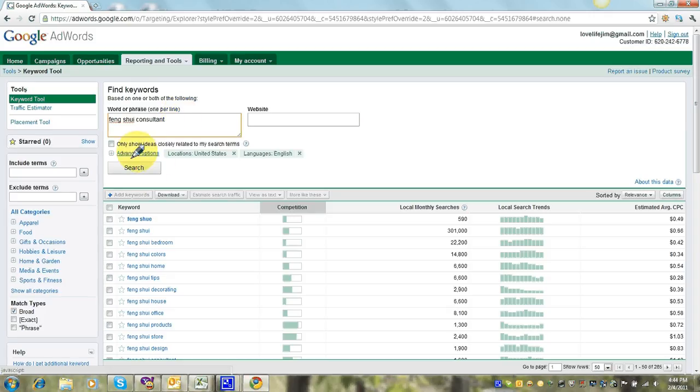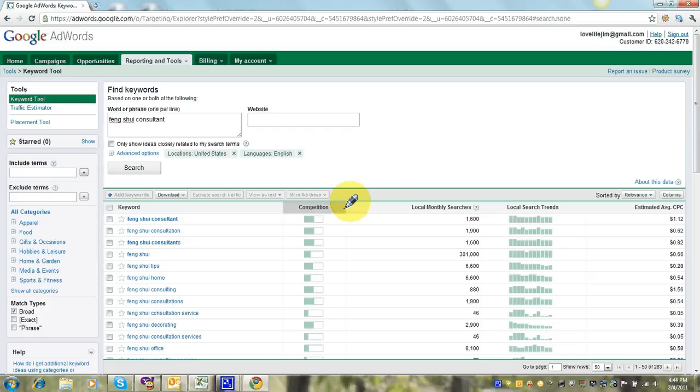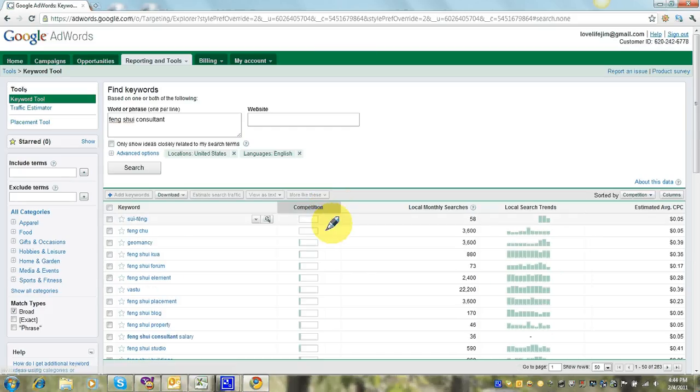Now let's look at some of the advanced options here. What this is going to do, let's see how many results we get for feng shui consulting. And then I'm going to show you how to narrow down to the best one. We still have 283 results here. Now, one thing you can do, you can sort by competition. You really don't want the highest competition, so you can reverse sort here by clicking again, and whatever that word is has very little or no competition and very few searches.